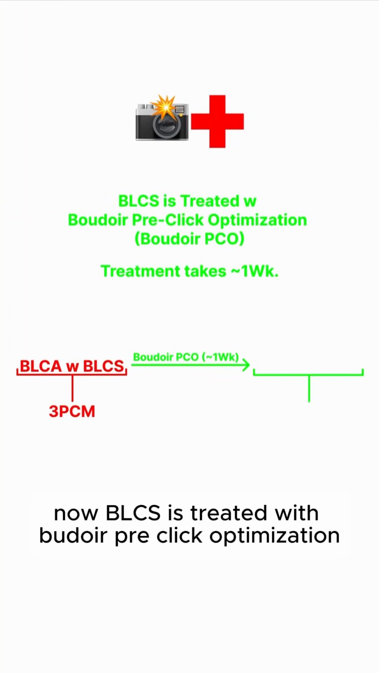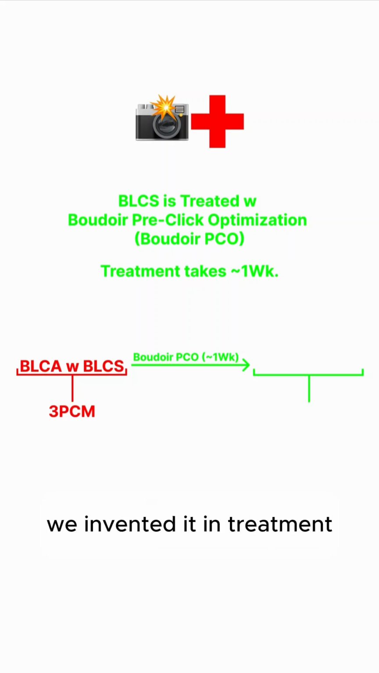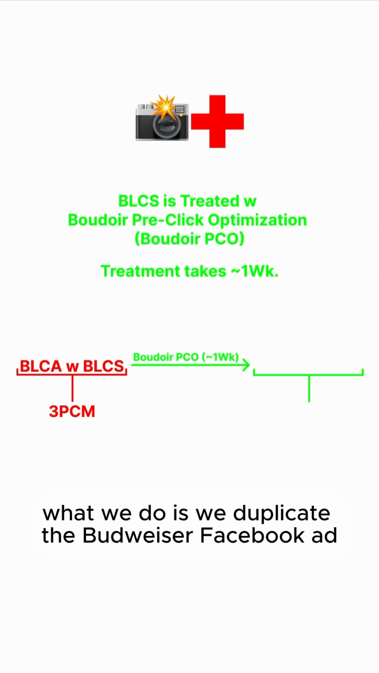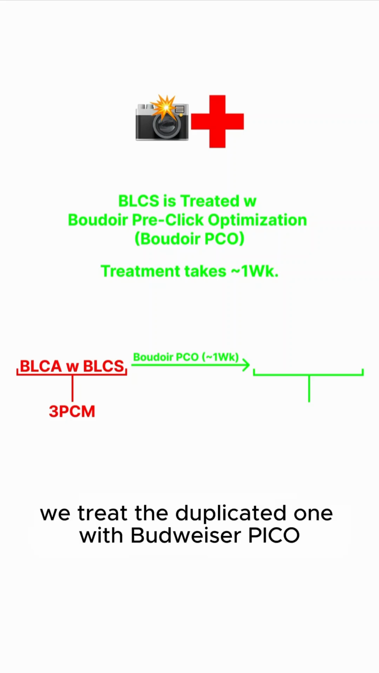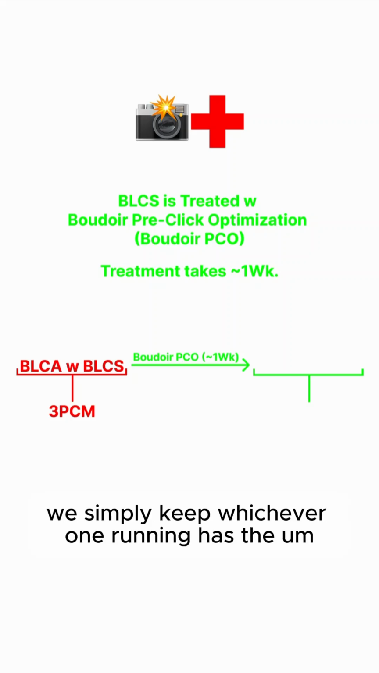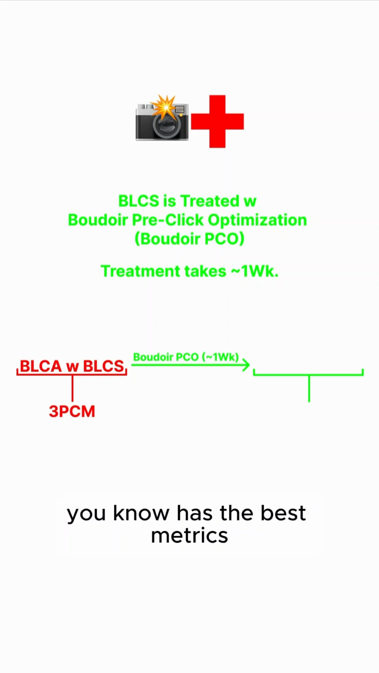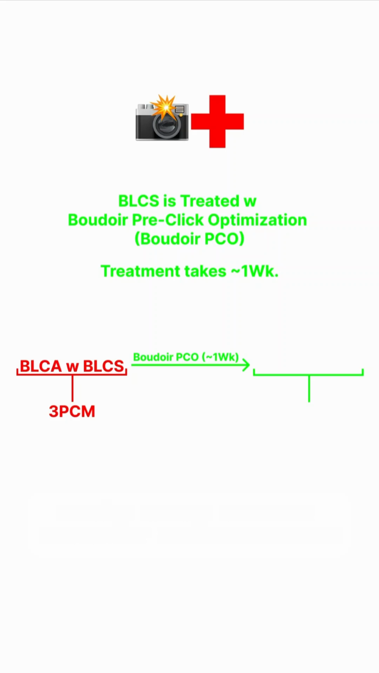And now BLCS is treated with Boudoir pre-click optimization, aka Boudoir Pico. Can't get this anywhere else. We invented it. And treatment with this takes about a week. What we do is we duplicate the Boudoir Facebook ad, leave the original one as it is, on or off, whatever. We treat the duplicated one with Boudoir Pico, takes about a week. And at the end of the week, we simply keep whichever one running has the best metrics. And it's always been the Boudoir Pico treated one.